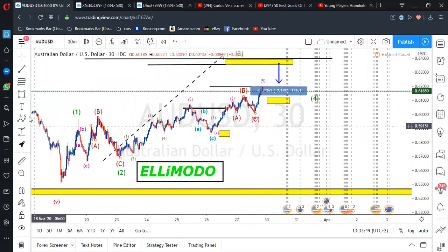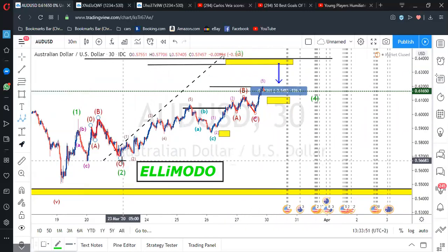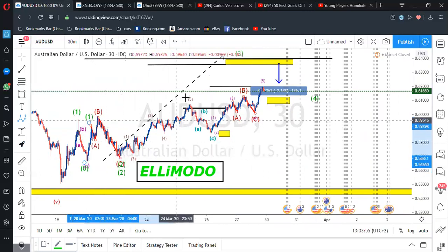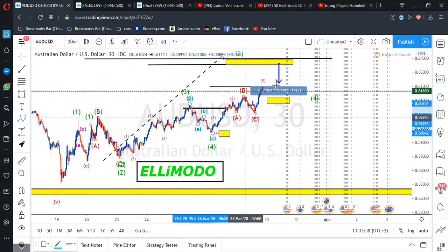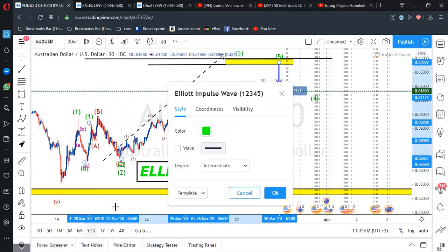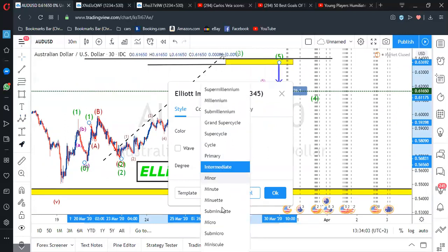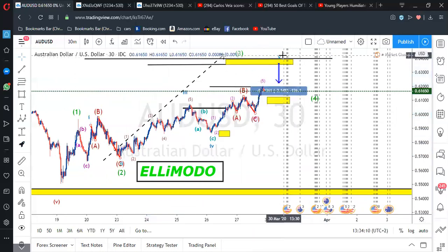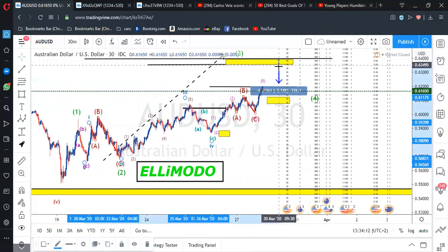So in this case, let me just finish drawing this. I say 1, 2 here, and that's our 3 here. This is our 4, that's our 5. Let's decrease the sizes. Subminute, let's change the color to maybe blue. Yes, it would look like this. This is where our 5 is inside here. This is just our 3.